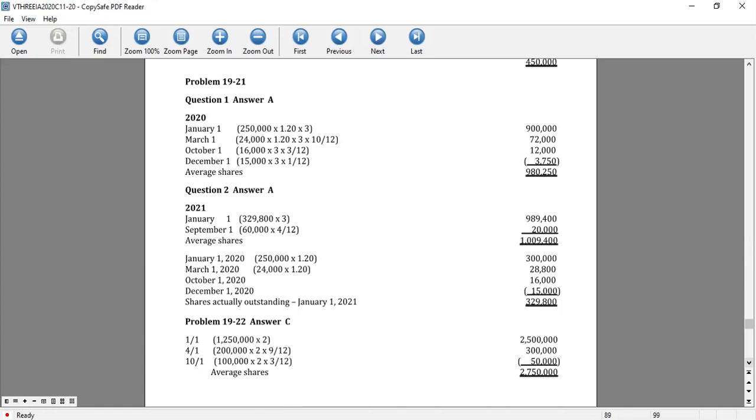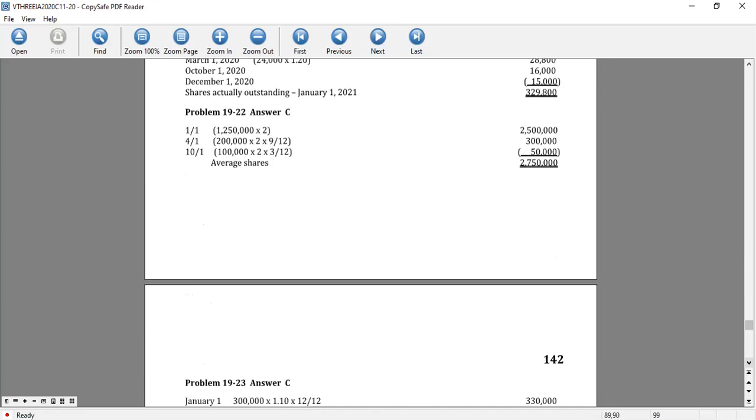So meaning the split up occurred only in 2021. So we now get the shares actually outstanding on January 1, 2021 of 329,800. Now we go to problem 22. Again, what is the number of weighted average shares?